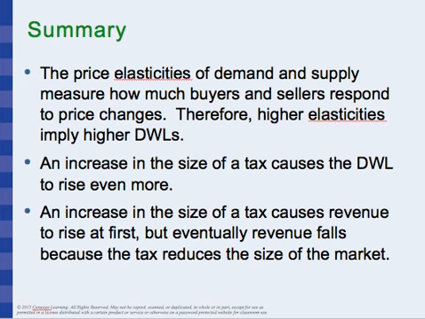An increase in the size of the tax causes the deadweight loss to rise even more. That's that exponential thing we illustrated in the graphs with the large pink box versus large pink triangle versus the smaller orange original deadweight loss for the original taxes. So an increase in the size of a tax causes revenues to rise at first, but eventually revenue falls because the tax reduces the size of the market. And that's what we're talking about with the Laffer curve. All right, this wraps up the very short Chapter 8, the cost of taxation.